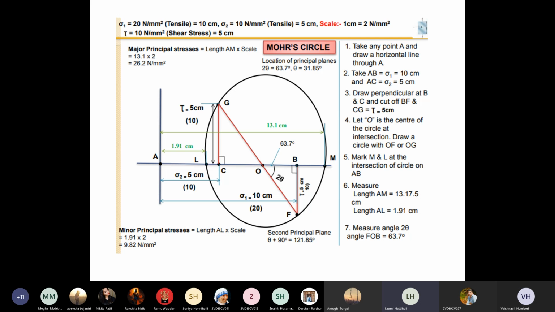Length AM into scale, at the top it is written 13.1 centimeters you have got. So 13.1 into 2, you will get 26.2 Newton per mm square. This is your sigma 1. Similarly, sigma 2, at the bottom it is written minor principal stress. Length AL into scale, you have got 1.91 centimeters, multiplied by 2, you will get 9.82 Newton per mm square. Right? So by using these values, you can solve by analytic method and cross verify. So is this problem understood to you all?